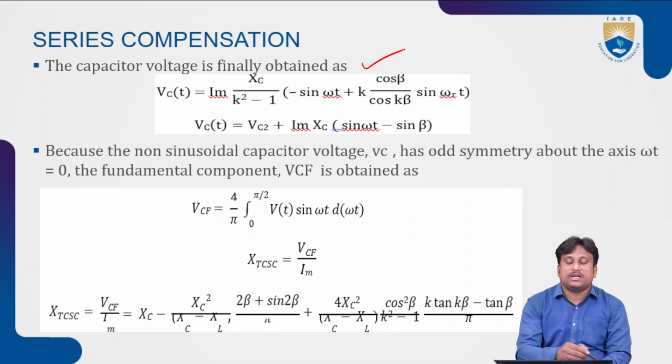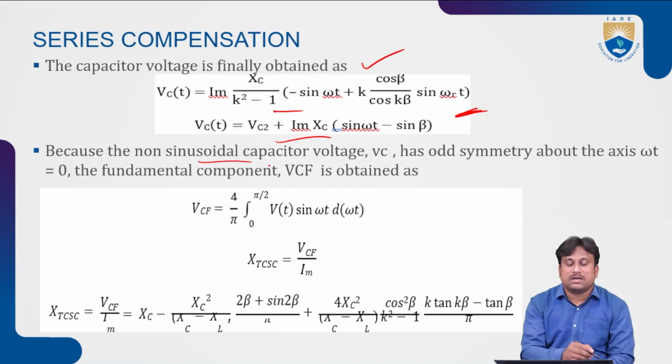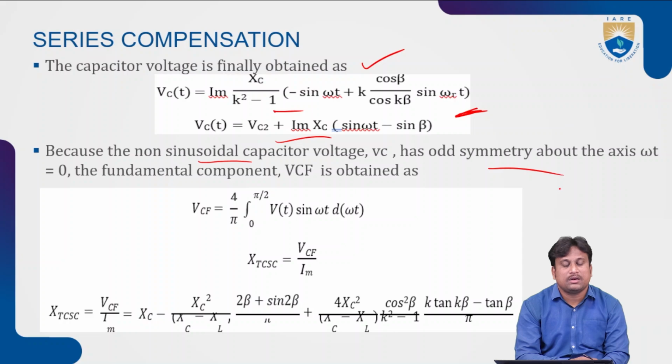So the capacitor voltage is finally obtained as Vc of t equals Im Xc by k square minus 1 into minus sin omega t plus k cos beta by cos k beta sin omega t. So Vc of t is Vc2 plus Im Xc sin omega t minus sin beta. Because of the non-sinusoidal capacitor voltage, it has odd symmetry about the axis omega t equals 0.